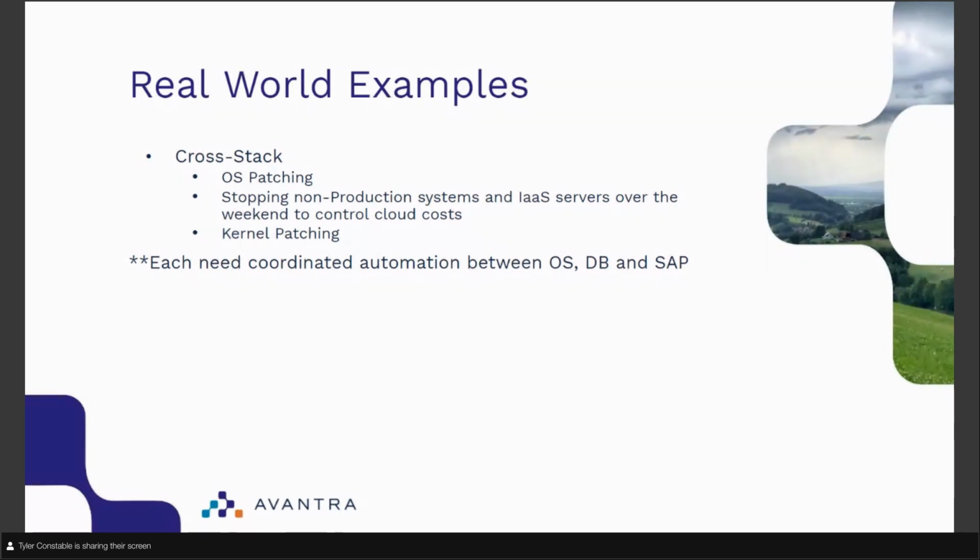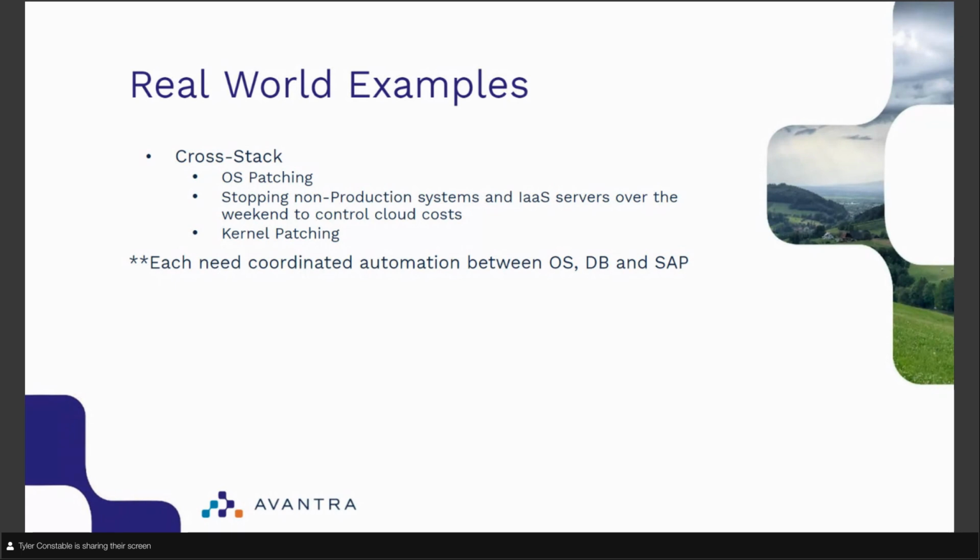Same thing we just talked about, maybe to help control cloud costs. Maybe you want to shut down all non-production SAP systems. Obviously, that's going to be the database as well, and then shut down those particular servers as well. And then lastly, kernel patching. There's all kinds of other examples as well. And again, this needs to be coordinated between OS, database, and SAP.